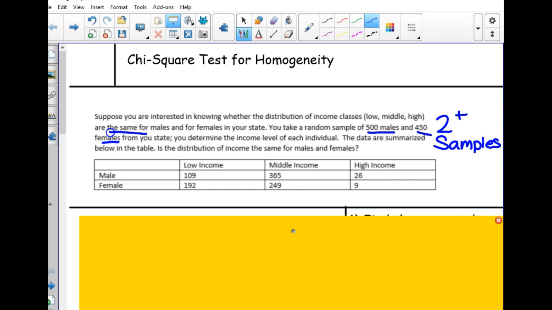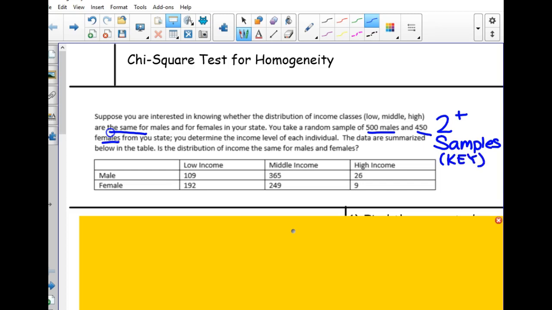Or they interview 500 people, that's 1 sample. But if they make a point to tell you, hey, we interviewed some males, we asked them what their income was, and then we decided to interview some females and ask them what their income was. That's very different. Okay? So 2+ samples is kind of your key.